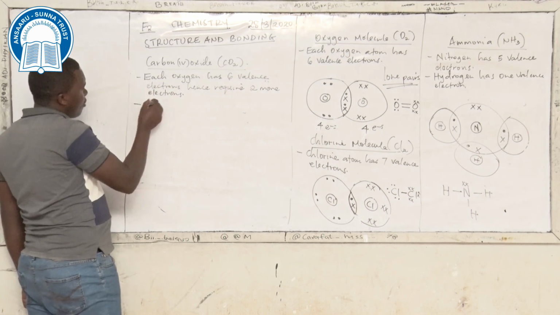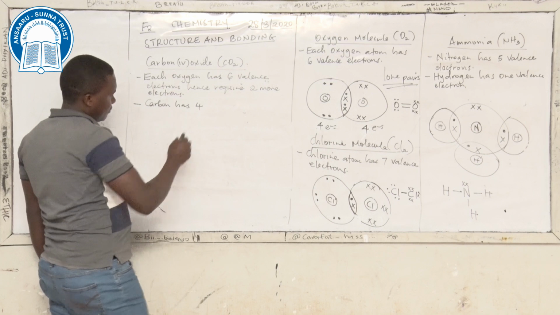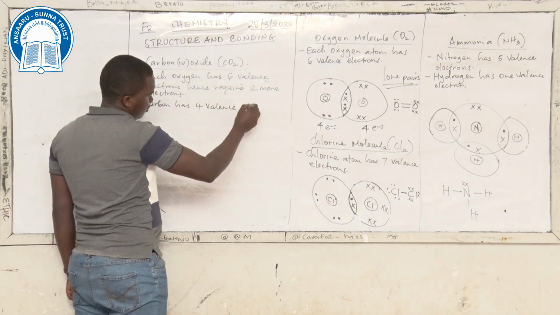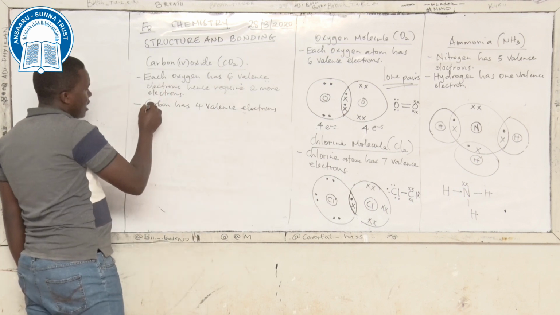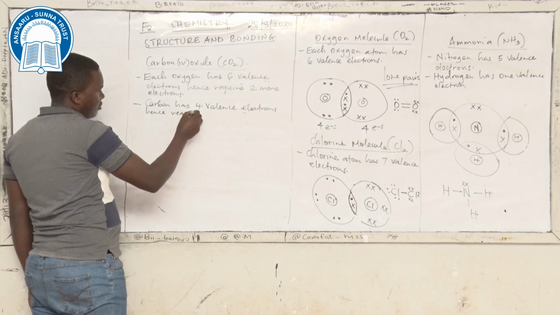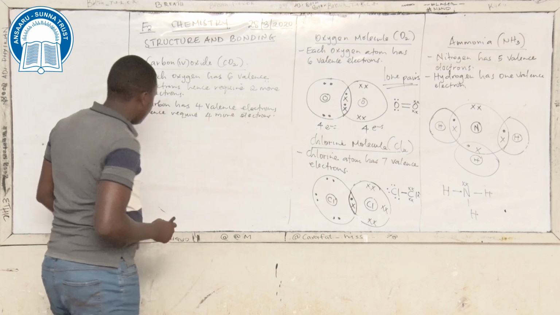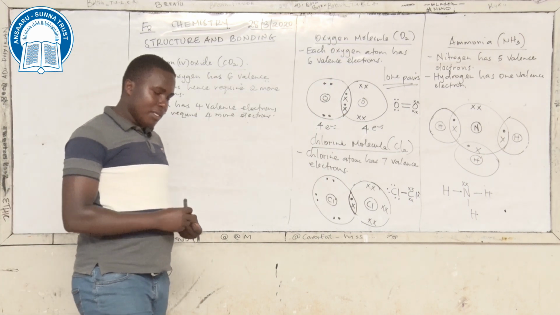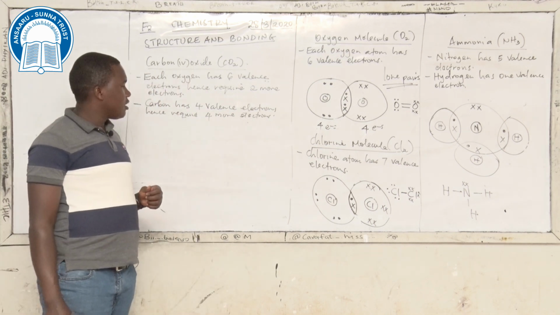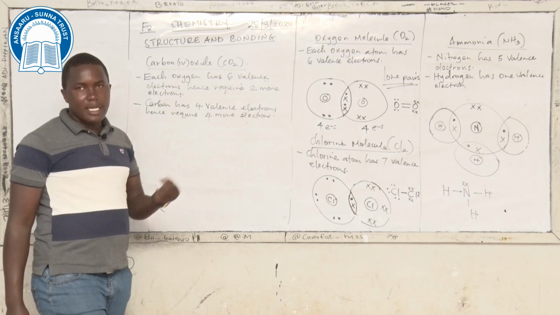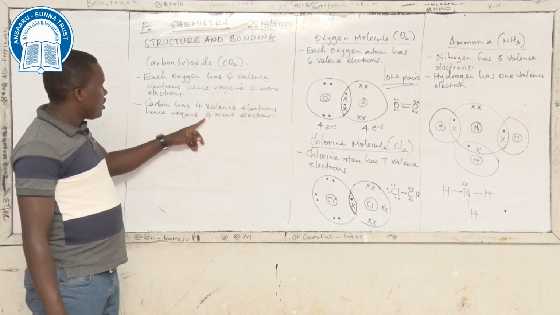While the carbon has 4 valence electrons, hence requires 4 more electrons. So this means that for carbon to be stable, it needs to form 4 covalent bonds, because each covalent bond entails 2 electrons. So if carbon forms 4 covalent bonds with these 4 valence electrons, it will be stable.